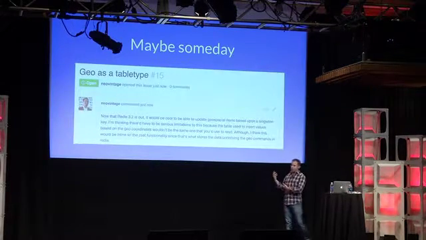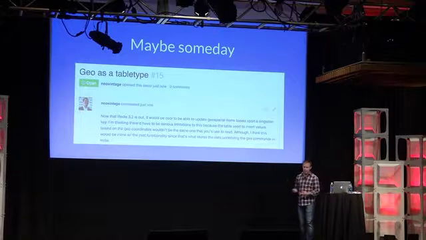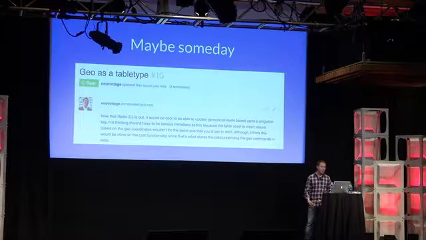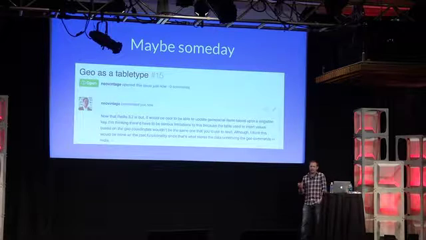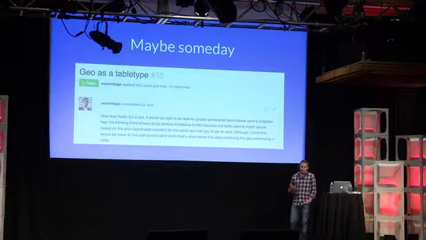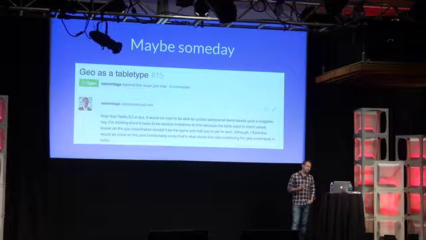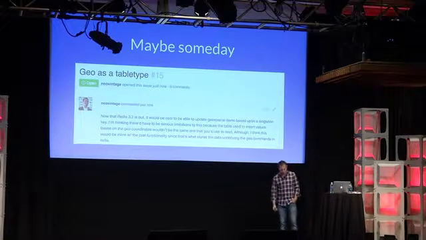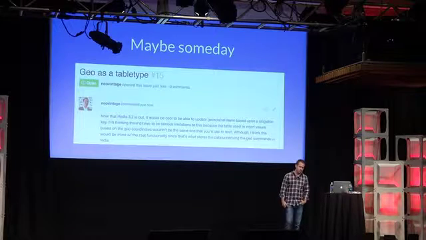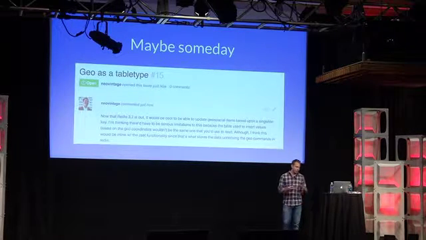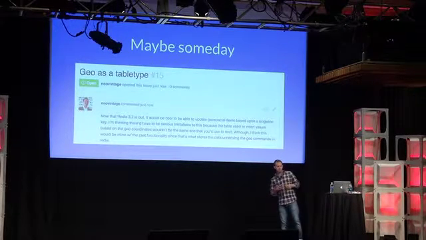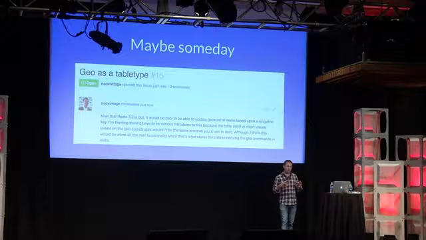So, I did the natural thing, open up an issue with the Redis foreign data wrapper, and maybe someday we'll add geo as a table type now that Redis 3.0 is out, or 3.2 is out. And hopefully, maybe we'll have this dream of being able to offload all the geospatial functions to Redis from Postgres.